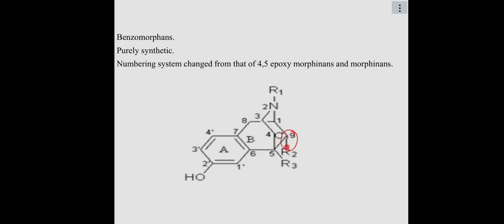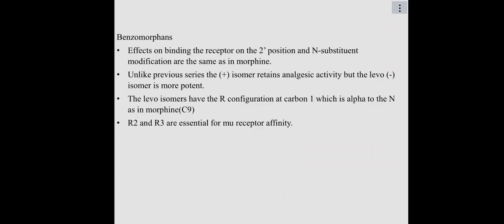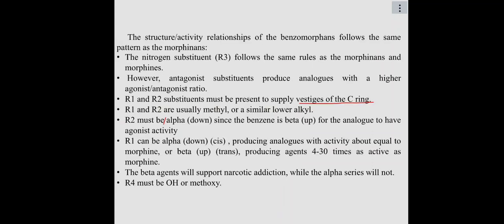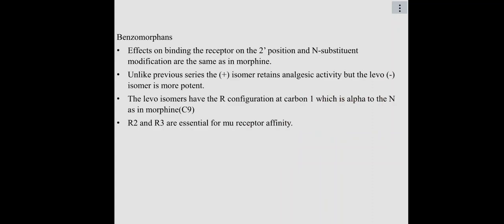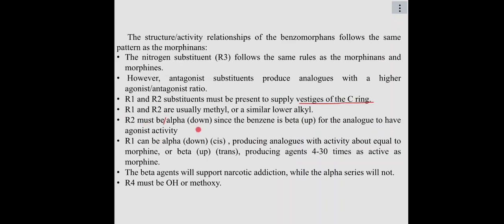And down is also what we call vertical. So it is down, alpha or vertical, and R3 is horizontal. It depends on which one you call R2, so you must know which one you have joined where. R2 must be alpha facing down, since the benzene is beta up, for the analog to have agonist activity. Remember, I believe we did draw the structure. For maximum activity, the benzene usually faces up, and this substituent is facing down, opposite the benzene.